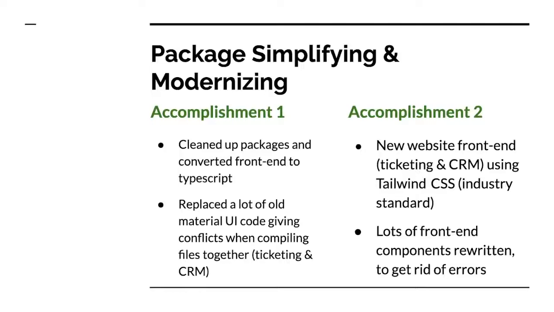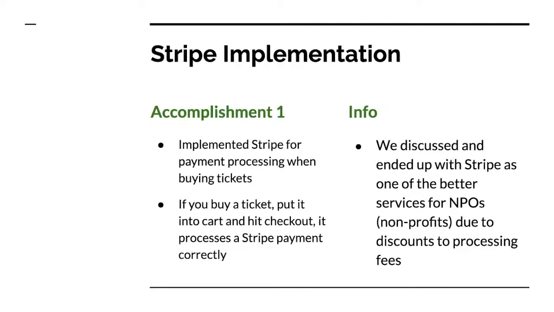New website front end is using Tailwind CSS for both ticketing and CRM, which is an industry standard, which should make it easier for people to get into the project. And a lot of the front end components ended up being rewritten to get rid of the errors that we were seeing before. For the Stripe implementation, we implemented Stripe for payment processing when we buy tickets. So if you buy a ticket, you just put it in the cart, hit checkout, and it processes the Stripe payment correctly. We discussed a lot and ended up with Stripe as one of the better services for nonprofits due to the discounts that we get for processing fees.